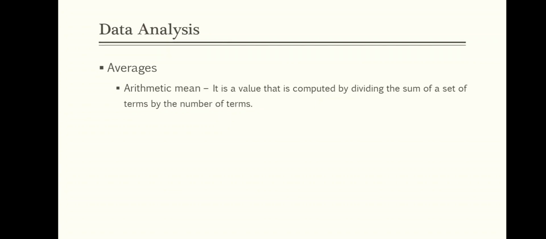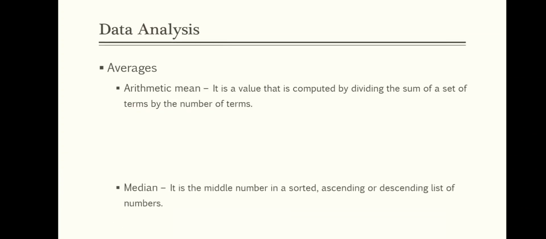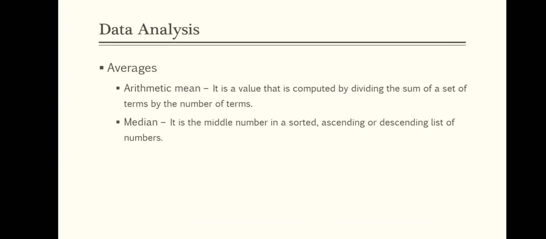The first one is arithmetic mean. It is a value that is computed by dividing the sum of a set of terms by the number of terms. Next, median. It is the middle number in a sorted ascending or descending list of numbers.